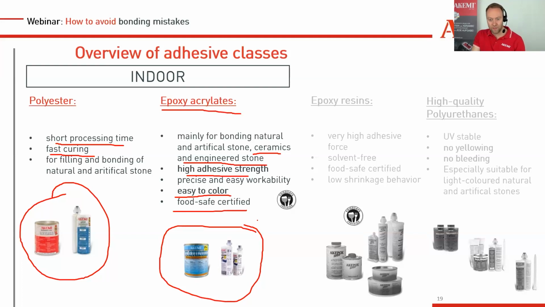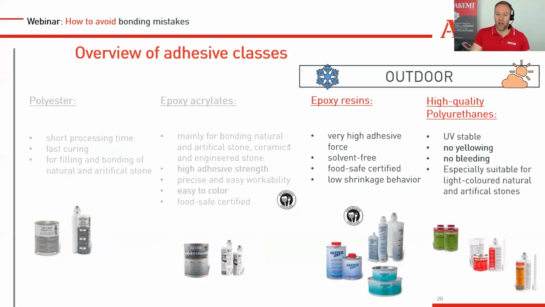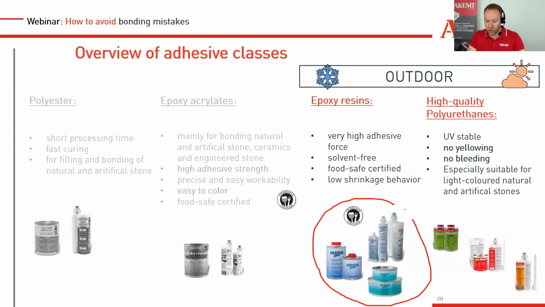When it comes to outside bonding, you have to go for epoxy resins, which will be our Akepox range. They are fully frost-thaw stable, weather resistant. They have a very high adhesive force. They're usually solvent-free. They can be food safe certified, and they have a very low shrinkage behavior, which is important once for frost-thaw stability and once for filling properties, but I come to that later.